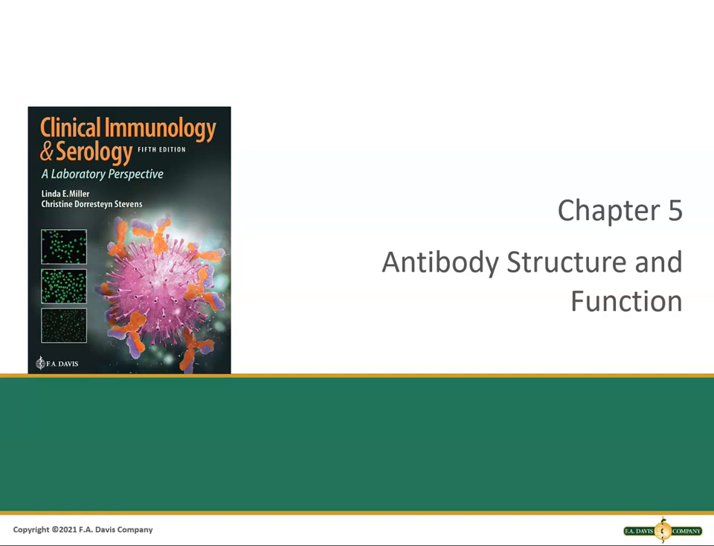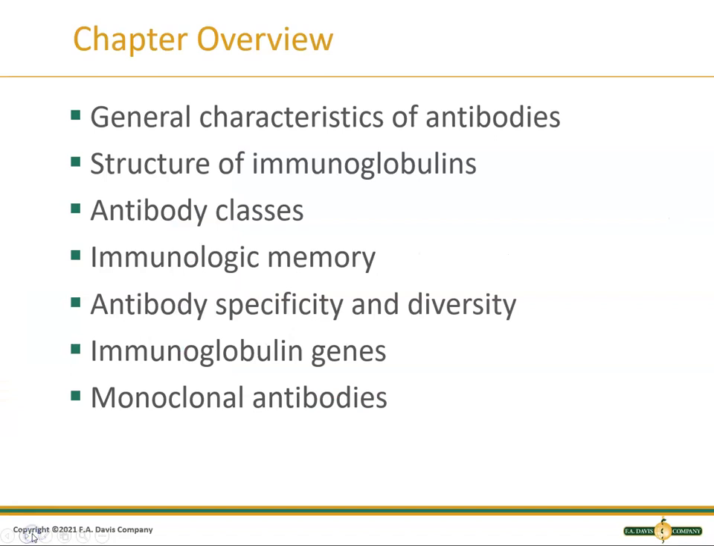Chapter 5, Antibody Structure and Function. So we'll go over what antibodies are, what their general characteristics are, what they actually look like, the structure, all the different classes of antibodies, what immunological memory actually is, the specificity and diversity of each of the antibody classes, the genes involved in production of immunoglobulins, and what monoclonal antibodies are.